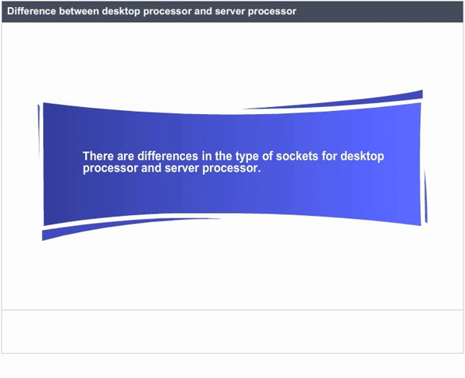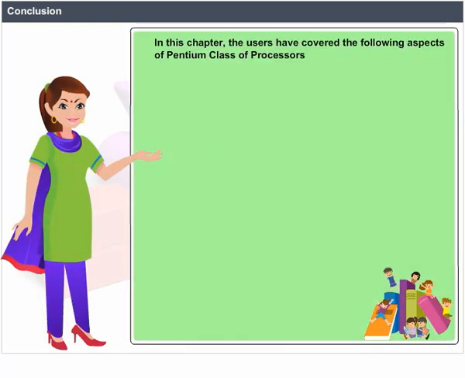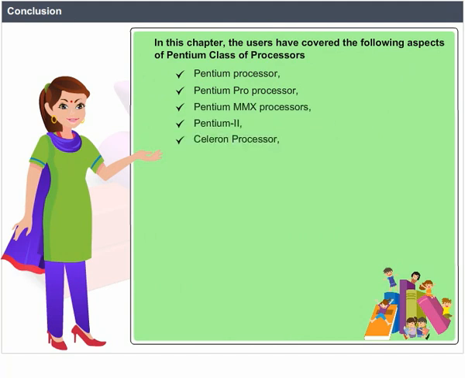Conclusion. In this chapter, the users are covered following aspects of Pentium class processors: Pentium processor, Pentium Pro processor, Pentium MMX processor, Pentium 2, Celeron processor, Pentium 3 processor, Pentium 4 processor, and introduction to server class processor.